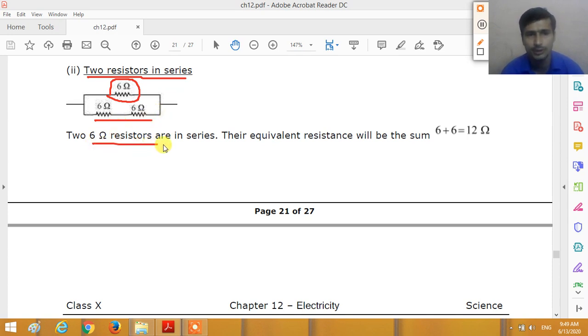So when the 6 ohm resistors are connected in series, the equivalent resistance will be the sum of each resistance. That means we get the answer 12 ohm.